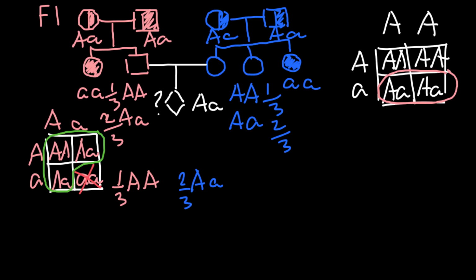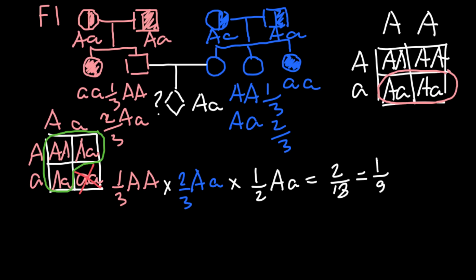So we have to multiply all these independent probabilities, and this is going to be the probability for the child to be heterozygous, and the answer would be 2 out of 18, or 1/9.